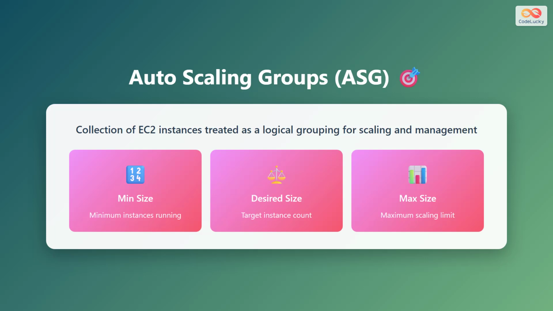An auto scaling group, or ASG, is a collection of EC2 instances that are treated as a logical grouping for scaling and management purposes. Every ASG has three key capacity settings: minimum size, which is the minimum number of instances that must always be running; desired size, which is the target instance count you want to maintain; and maximum size, which is the upper limit on how many instances can be launched during scale-out events.